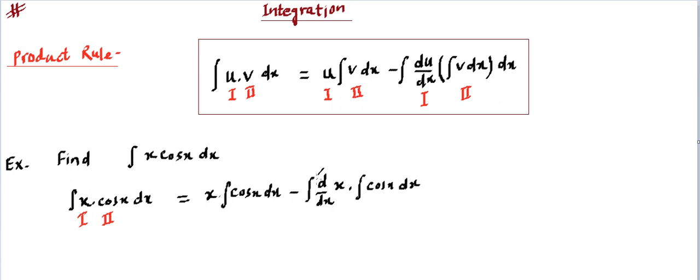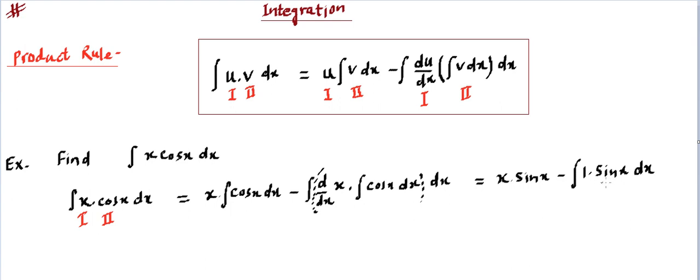Whatever this is coming, this entire thing has to be integrated with respect to dx. So that entire thing is in the bracket. Now you'll find this first part is integrable, and so it becomes x into integration of cos x, which comes out to be sin x. So that becomes sin x minus integration. The differentiation of x is 1, so that's the unity, and cos x integration we have just talked about, it's a sin x. So it basically becomes 1 into sin x, that is sin x into dx.